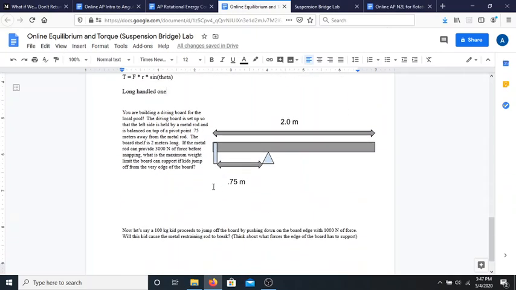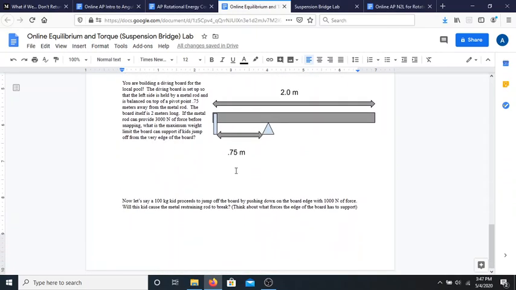Now for the last question. We're going to build a diving board, and the diving board on the left side is held by a metal rod and balanced on top of a pivot point, as you can see in the drawing. The metal rod to the left can provide 3,000 newtons of force before it snaps. I want to know the maximum weight limit the board can support if the kids literally just walk off the edge. This is a very boring diving board.